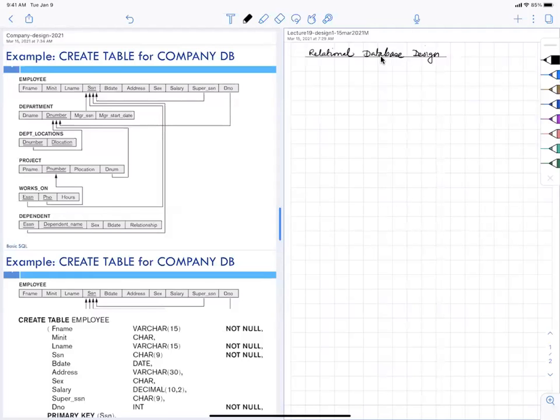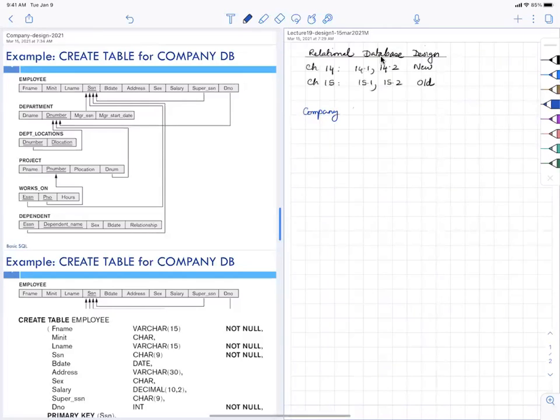But for now, we'll just stay with design for a while. So this is on the new edition. It's chapter 14, 14.1 and 14.2. And on the old edition, it's chapter 15. So I'm going to do design, again, using the company database as the motivating example.